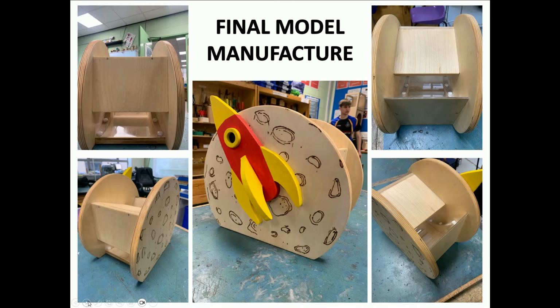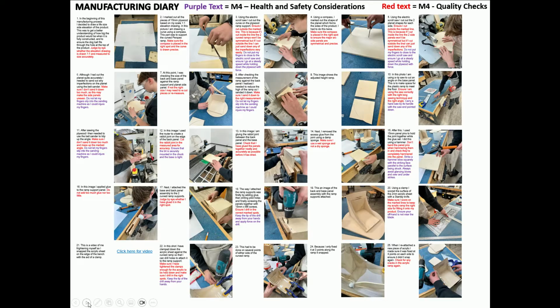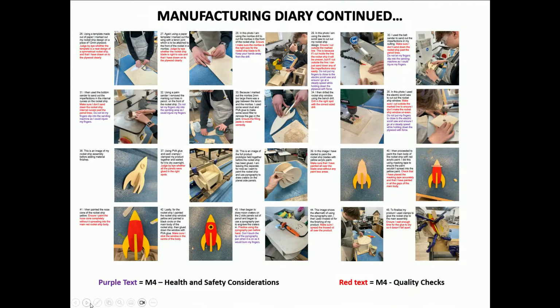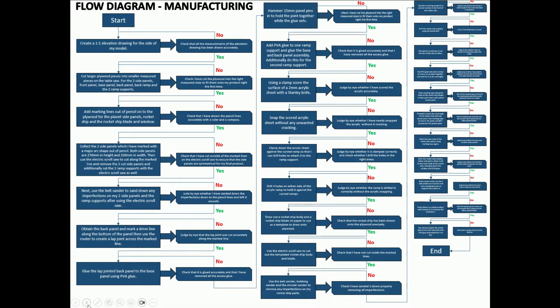I think that's right. My final model manufacture, which actually was very successful: rocket ship, moon, and it rolls out the dog ball, which is pretty cool for the dog to chase. My manufacturing diary went pretty successfully. I got a lot of photos. Like I said, get a lot of photos. Health and safety considerations and quality checks. And this is just it continued. I did the same thing on this page, and that's a picture of it being clamped together. I wrote about every process I did. This was a flow diagram of the manufacturing process.